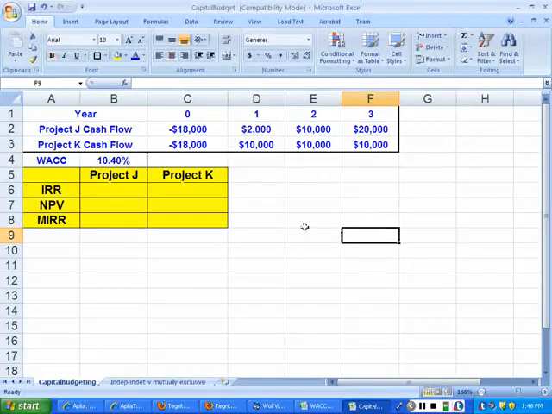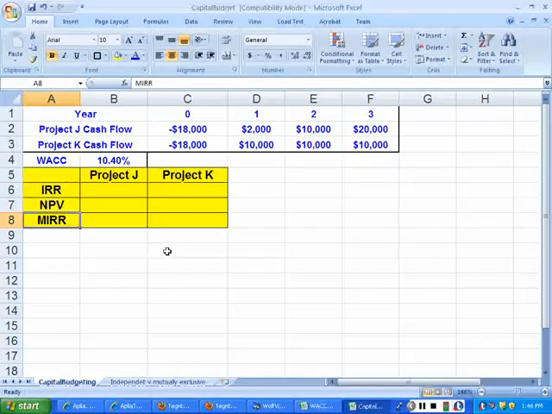And what we want to try to do is demonstrate the use of the internal rate of return, net present value, and the modified internal rate of return. And we're going to demonstrate these using the tools that you have within Microsoft Excel to go ahead and finally find the answers, and we'll show on paper precisely what it is that we're looking at.